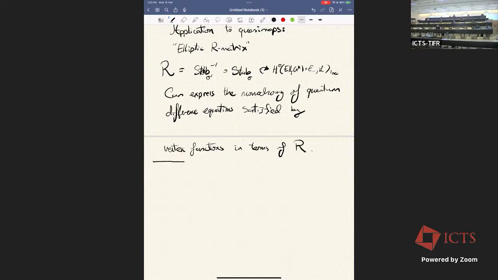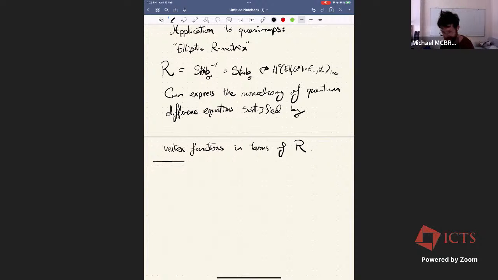Any other questions? I actually had a much more naive question. Why is there an inverse of this stab functor?